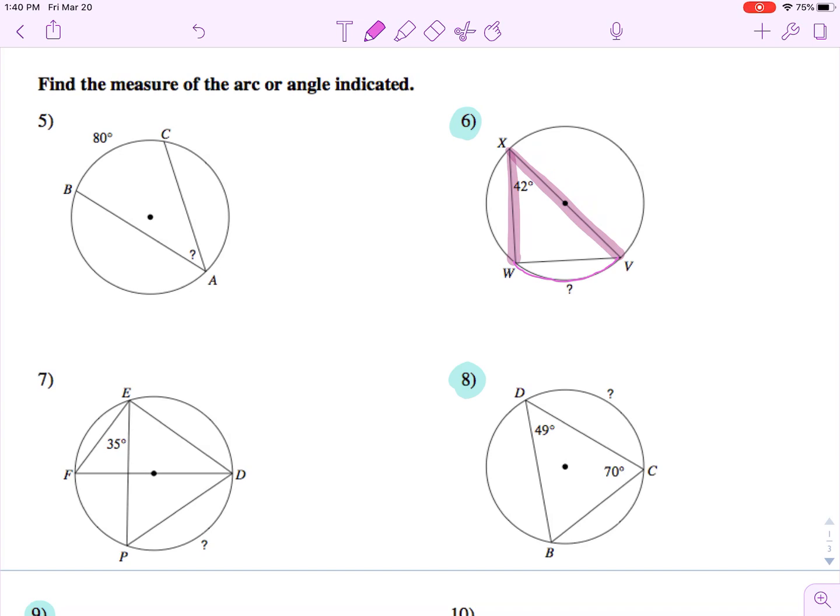So if I look, inscribed angle X intercepts arc WV. And so arc WV is going to equal 42 times 2. Remember that intercepted arcs are double inscribed angles.